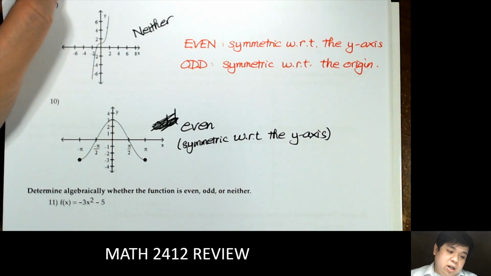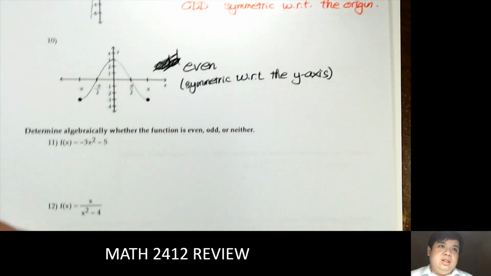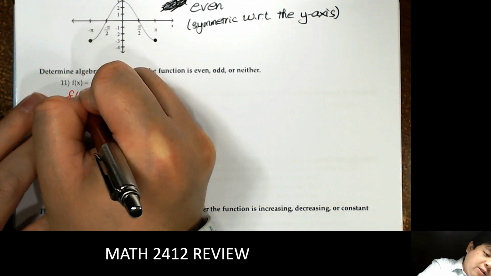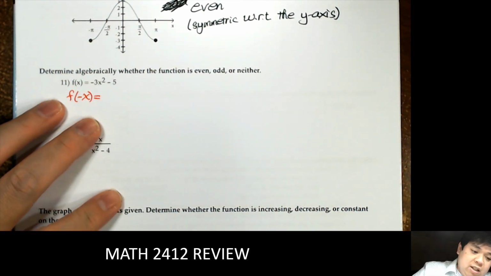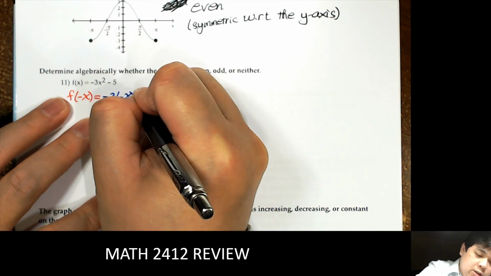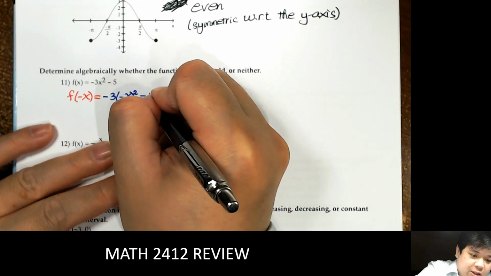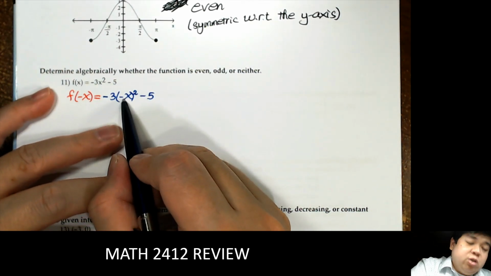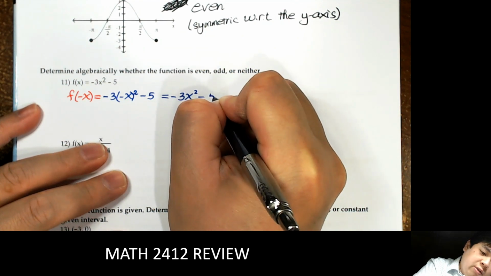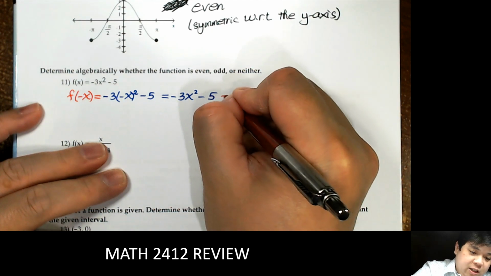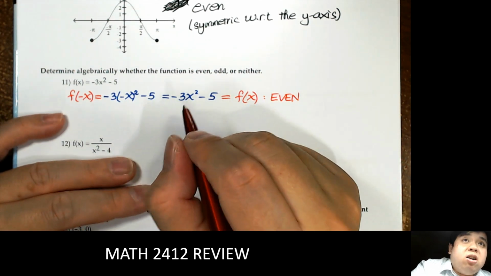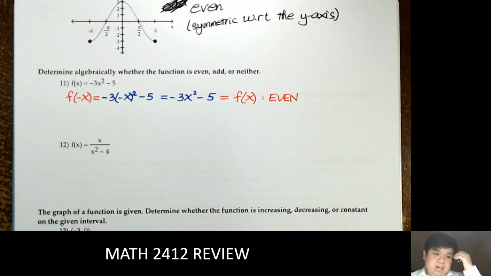Now we use the definition to determine if the function is odd, even, or neither. On the first one, we always start with f of negative x. So put negative x into x. So we have that. Now the negative sign, the three, will remain negative. 3x squared minus 5. Now this is exactly the original function, so it will be even. If it is odd, then we have to manufacture the negative. We'll see that in the next one.